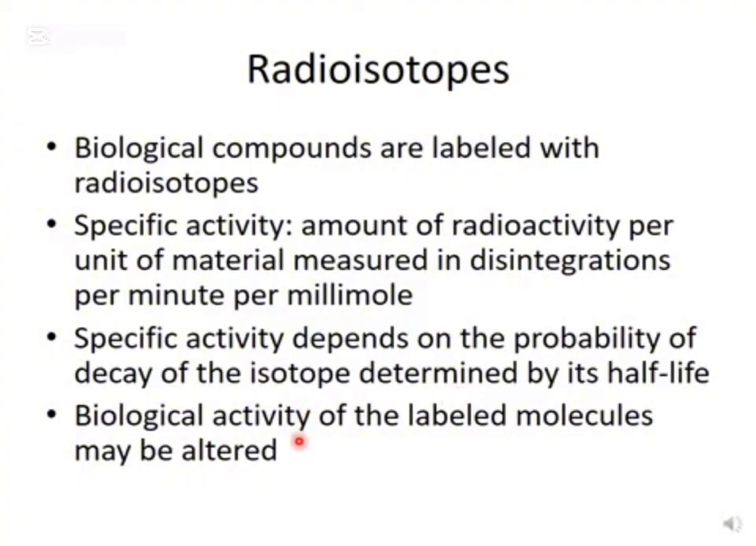The biological activity of molecules labeled with radioisotope may be altered. So for example, if we label an enzyme with a radioisotope, that enzyme's activity may differ because when we label it with a radioisotope, the energy emitted by that isotope could change its conformation, which would result in changing its activity.